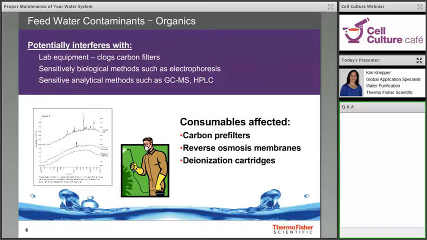These organic impurities can impact any of your experiments that will measure organics, such as HPLC, GCMS, or TOC analyzers. Organics are removed by carbon or by UV lights, and they can be removed by reverse osmosis and by distillation. In the water purification system, elevated organics could plug carbon filters, they could foul RO membranes, and they could interfere with the deionization process.